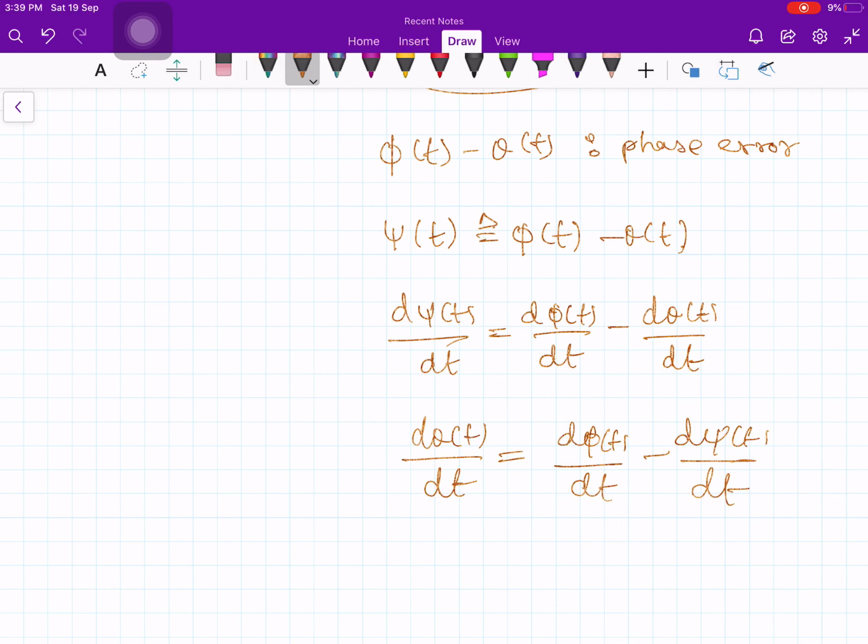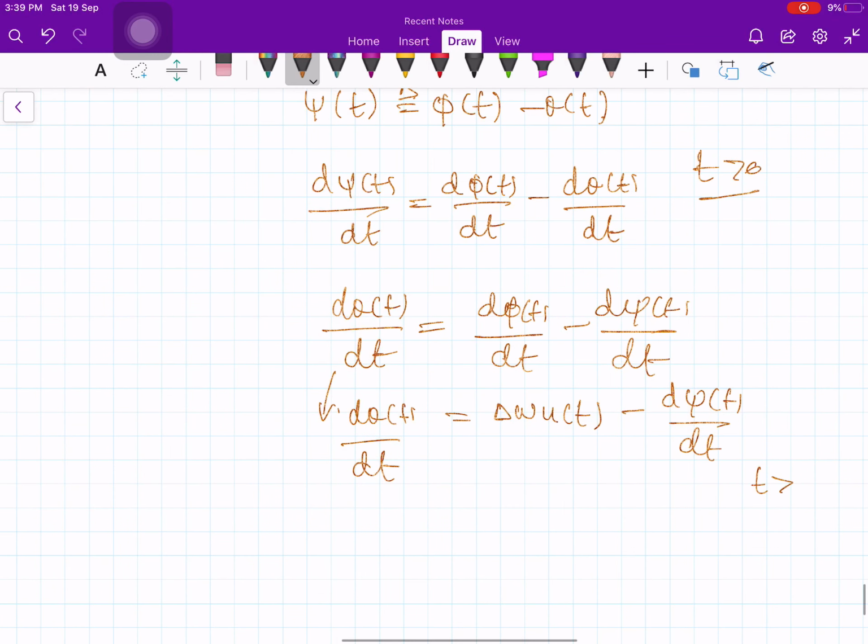So I am writing the equation only for t greater than 0, right? Therefore, d theta by dt becomes delta omega times u of t minus d psi by dt. This is my d theta of t by dt. For t greater than 1, this u of t becomes 1. Therefore, d theta of t by dt is equal to delta omega minus d psi of t by dt, provided that t is greater than 1.